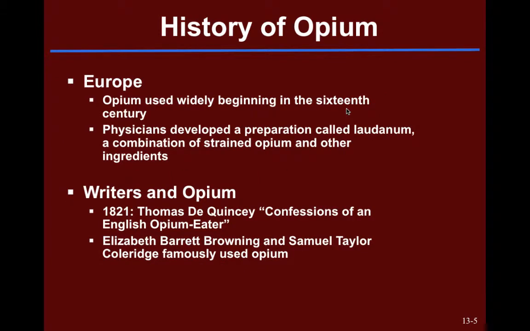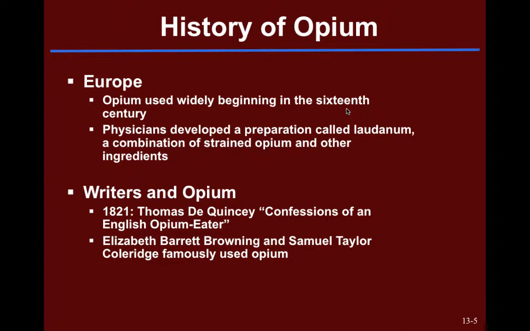We saw the spread of opium to Europe beginning in the 16th century, and also a specific preparation of opium called laudanum. This was a combination of strained opium along with some other ingredients, and it would be taken for nervous conditions, and it was common to develop dependence on that. If you've read any 18th century style romances or 19th century stories set in that time, you could hear discussions of laudanum, people taking laudanum for their nerves and that sort of thing.